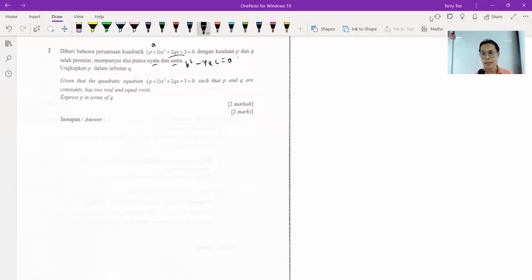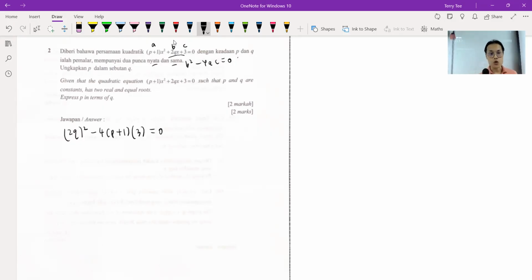Now, I hope you know how to identify your a, b, c here. Your a will be, in this case, p plus 1. Your b is your 2q, and your c is now 3. So I'm going to do it over here. We use the formula b squared minus 4ac. Your b is 2q, you square it, minus 4. Your a is now p plus 1, and your c is now 3. The whole thing is now equal to 0.